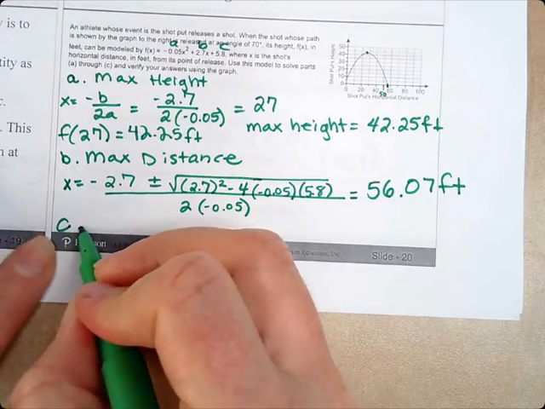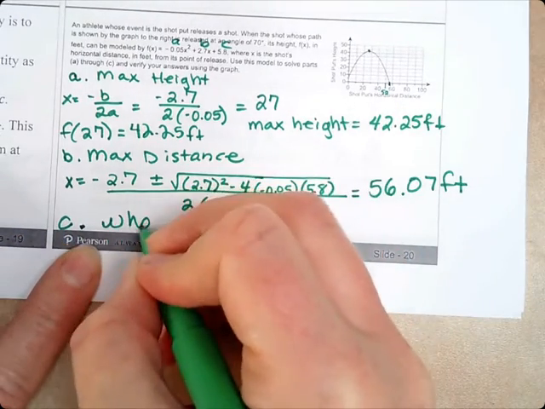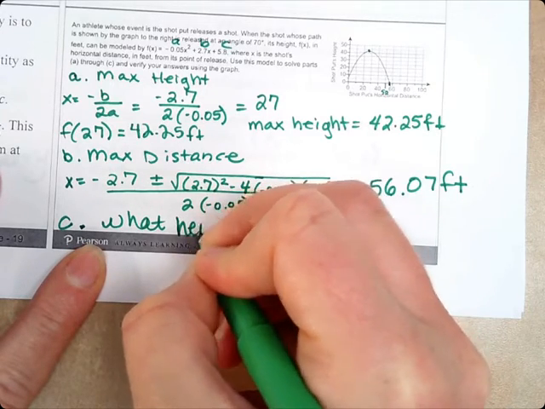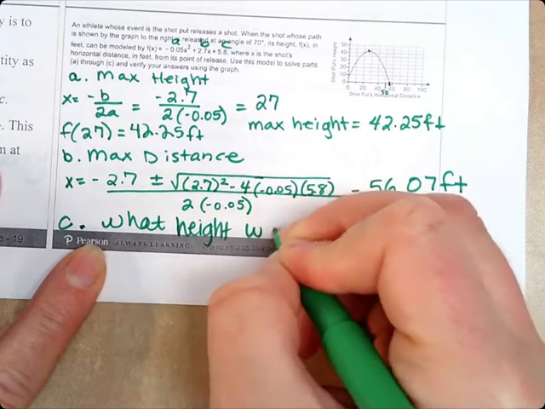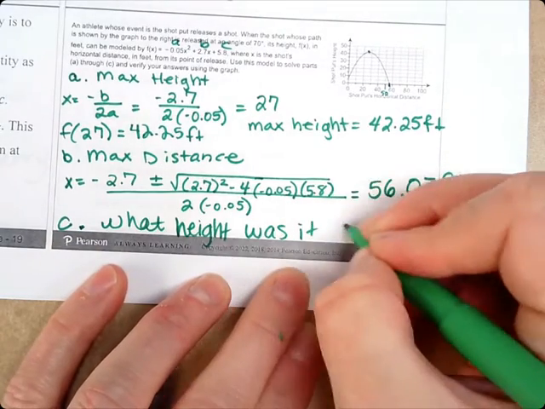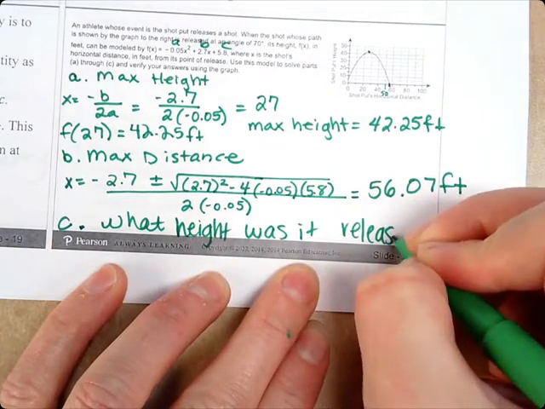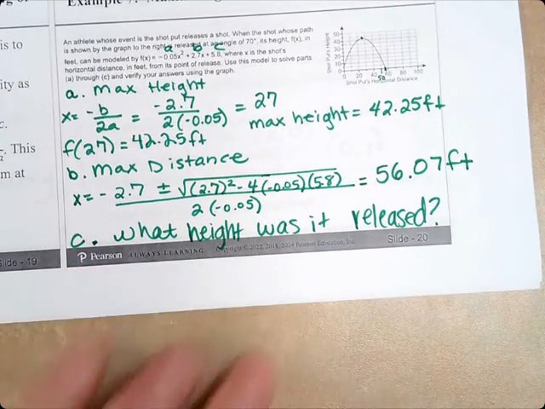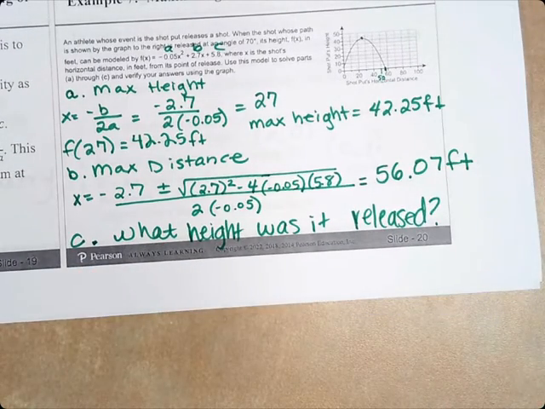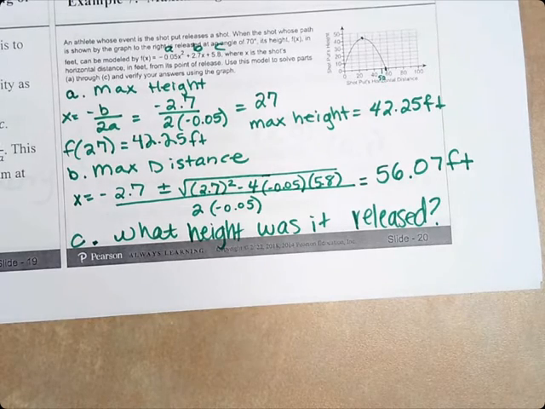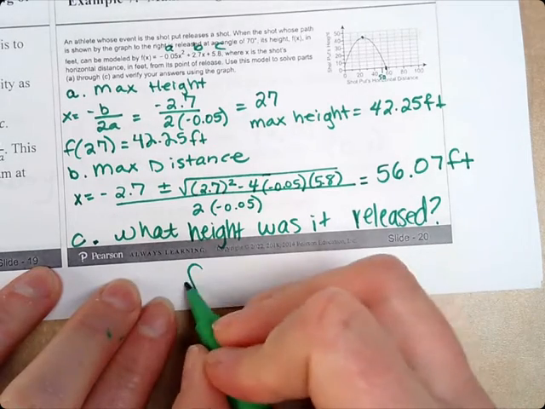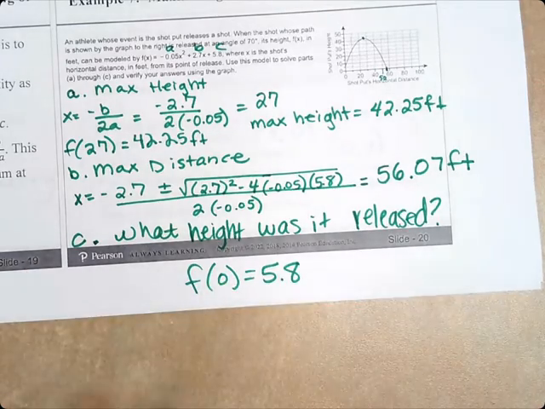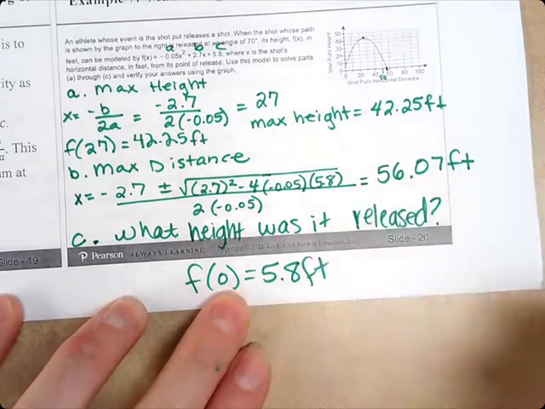Our last one is, what height was it released at? It's a y-intercept. I guess it depends on how tall the person is, where their hands are located. Look at your equation. 5.8. There we go. Good job. 5.8 feet. So how tall is the person?